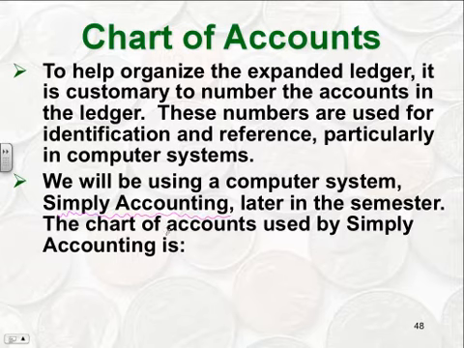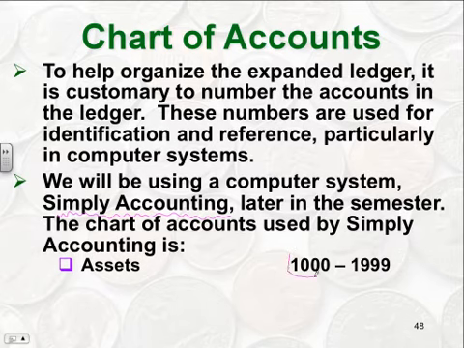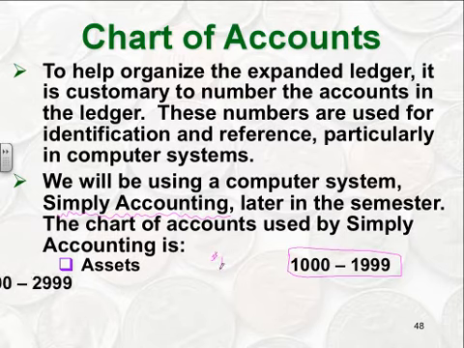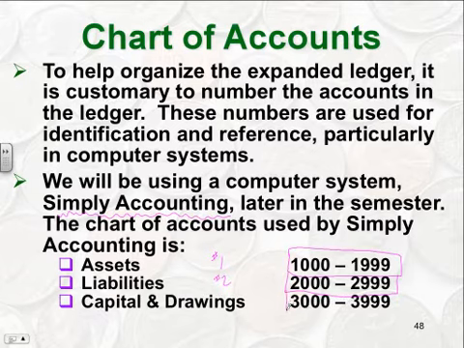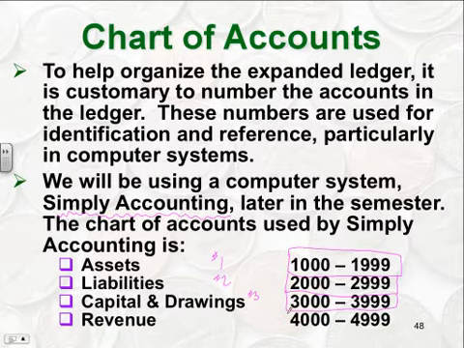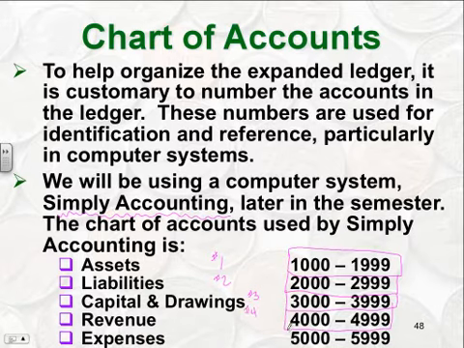Okay, and in that accounting system, the chart of accounts used by Simply Accounting is, for assets, all assets will have a number between 1,000 and 1,999. Generally, they start with the number 1. Assets start with the number 1. Liabilities will start with the number 2. And this is typical. Okay? Capital and drawings start with the number 3. And as you get into partnerships, you'll have more than one capital account and more than one drawings account. Revenue accounts start with the number 4. And expense accounts start with the number 5.